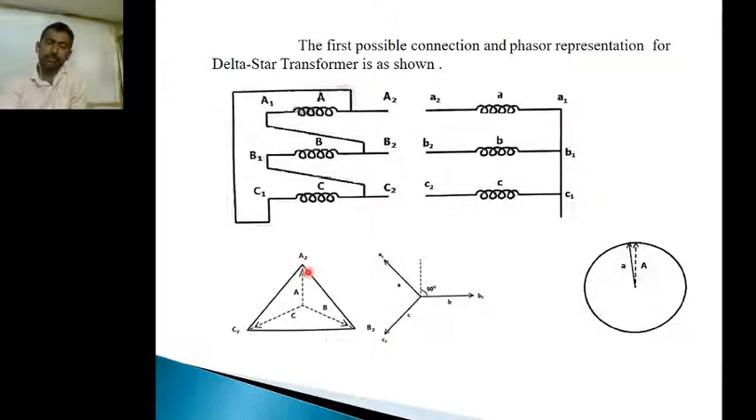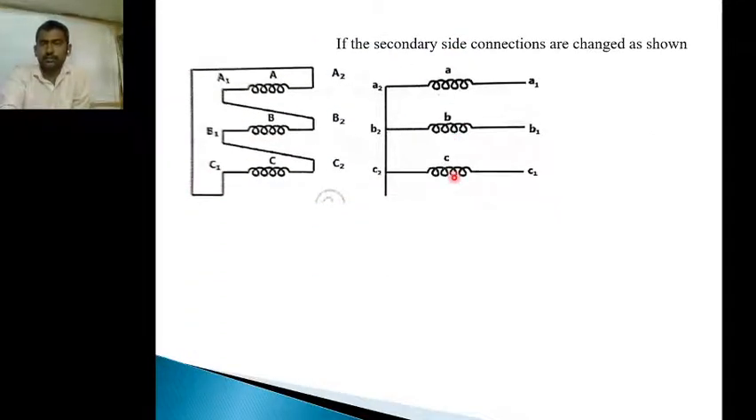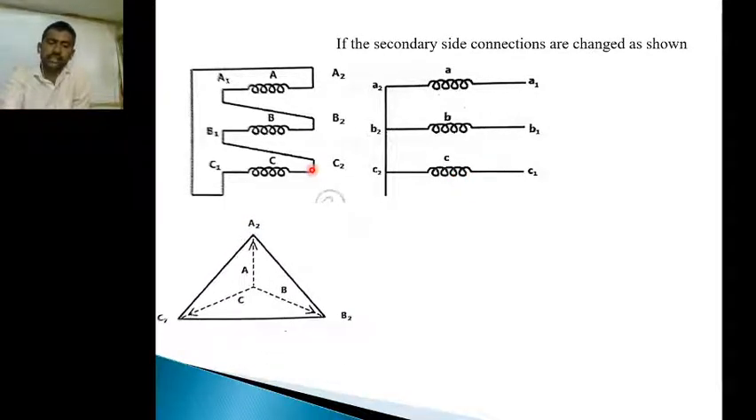Capital D means the primary winding is delta connection and the secondary winding is star connection, and those are in the same phase. If you reverse the phase, that means A1, B1, C1 are reversed, then what do we get? The phasor diagram for the previous one is the same, but the phasor diagram will be reversed.